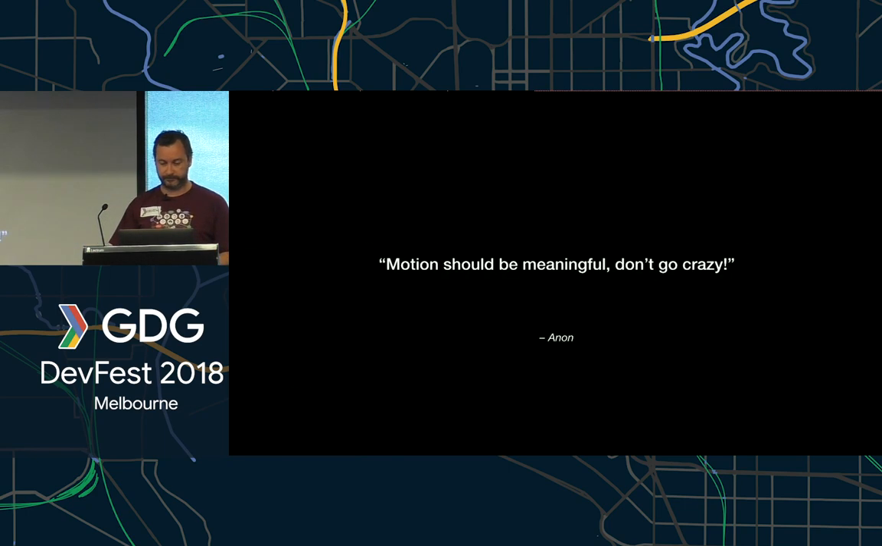One thing I should mention, motion should be meaningful, don't go crazy. I don't know who said it, maybe it was just me just now. But yeah, don't have a banking app with things whizzing around the screen. People get very touchy about their money, and having things whizzing around the screen, it's great for some apps, like a weather app might be cool, but for a banking app, it's like, whoa, what are you doing with my money? So yeah, use it in the right places, don't go mad, don't go crazy.